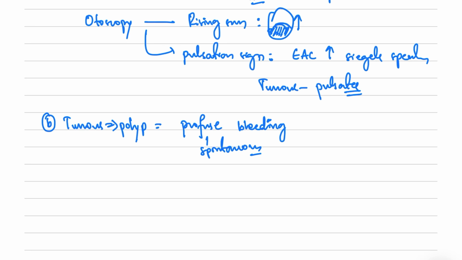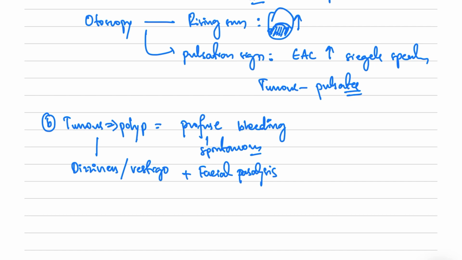The patient complains of profuse bleeding from the ear, and sometimes this bleeding is associated with dizziness and vertigo. The patient also presents with facial paralysis as well. This is what you need to remember.